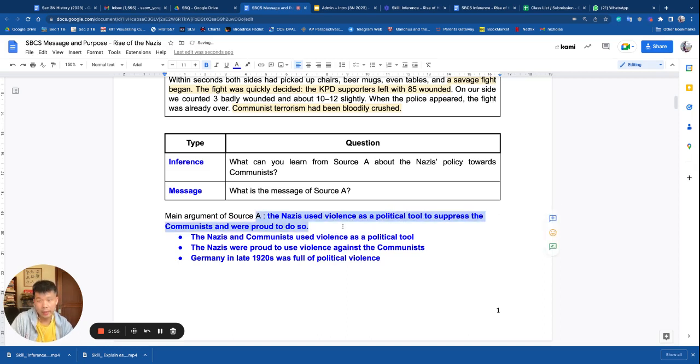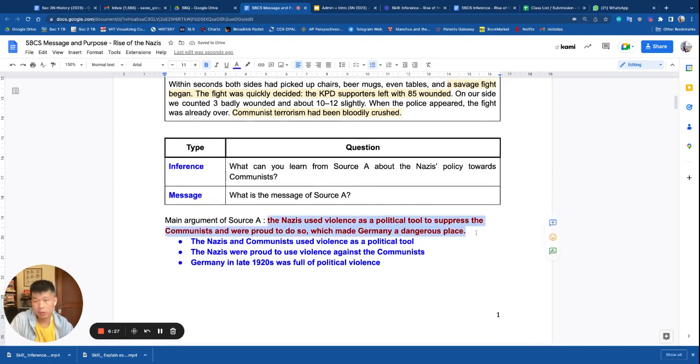So notice that I'm trying to combine different ideas into an argument. This is the trick to message. The trick to message is to combine your many ideas into a single argument, which captures the whole source. In fact, I could even capture the third idea. Political to suppress communist, proud to do so, which made Germany a violent place, dangerous place. I've captured all three ideas.